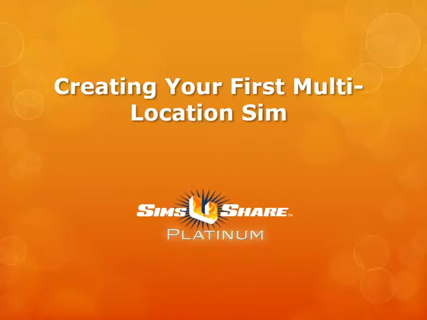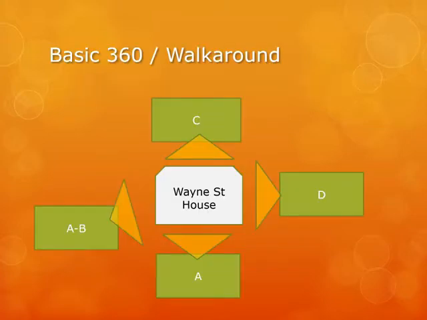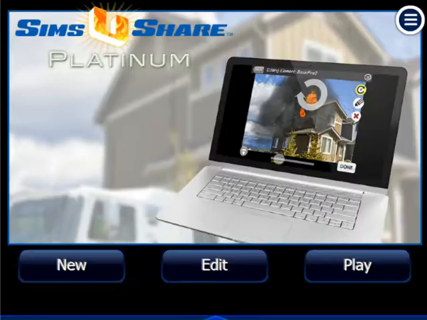Going from a single location simulation to a multi-location simulation is fairly easy, especially if we want to just do a simple walk around. So let's take our Wayne Street single family residence example and let's create a couple different views. Now I already took pictures of the A side, the AB side, the C side, and the D side. So now let's go into SimsUshare to add those locations.